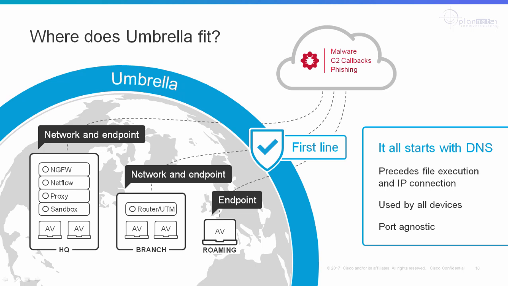Umbrella uses DNS as one of the main mechanisms to get traffic to our cloud platform, and then uses it to enforce security too. DNS is a foundational component of how the internet works and is used by every device in the network. And way before a malware file is downloaded or before an IP connection over any port or any protocol is even established, there's a DNS request. So let's now look at the key features for Umbrella.